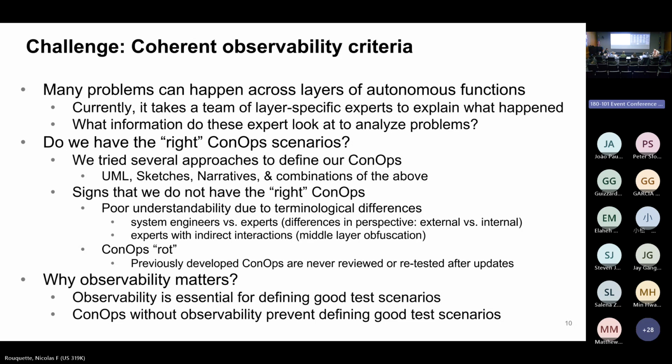But in fact, looking back over our experience of about a year and a half, I realized in many cases we don't have the right ConOps. Why? For two reasons. Sometimes a ConOps written by, say, an autonomy system engineer doesn't really speak to a low-level locomotion engineer and vice versa, so terminology differences. The other aspect is we have these middle layers, as I mentioned, that straddle different places in the architecture, and sometimes stuff happens in the middle. So it's difficult to account for all of these indirect interactions.